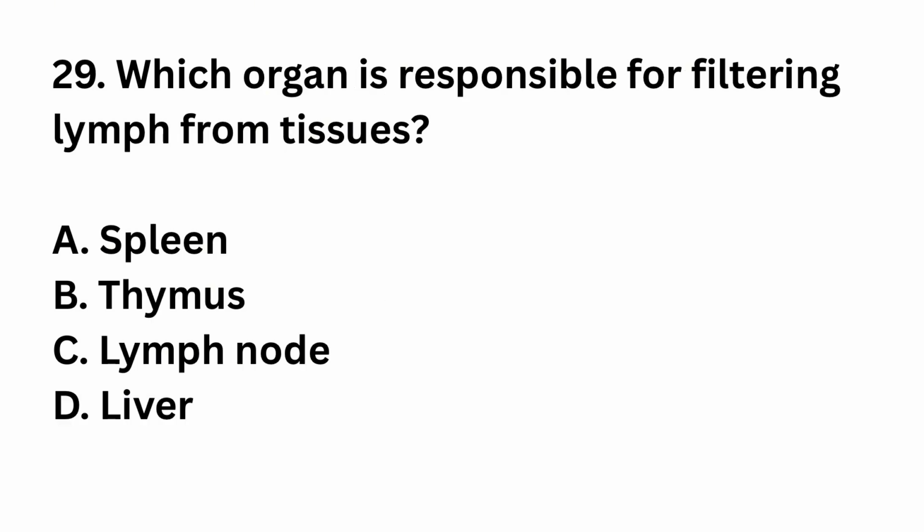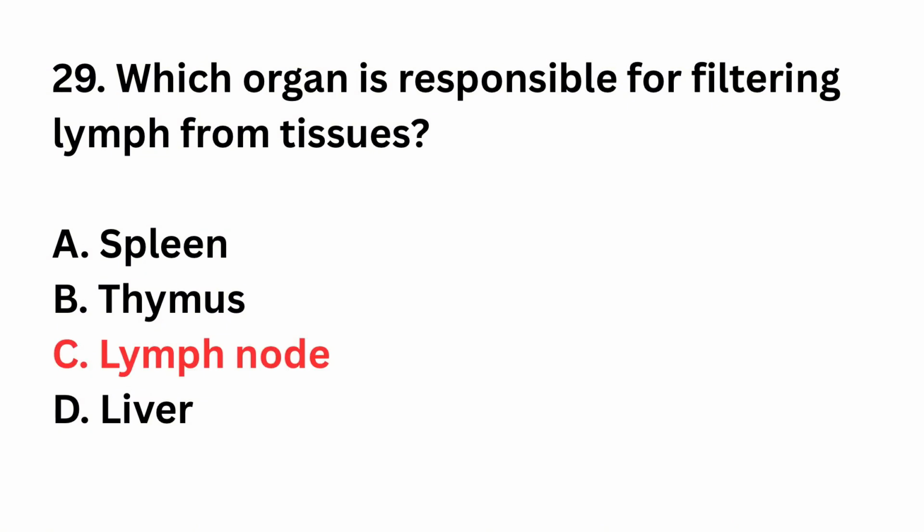Question number 29. Which organ is responsible for filtering lymph from tissues? Spleen, thymus, lymph node, liver. The right answer is option C, lymph node. Lymph nodes trap antigens from lymph. They are sites of immune activation.